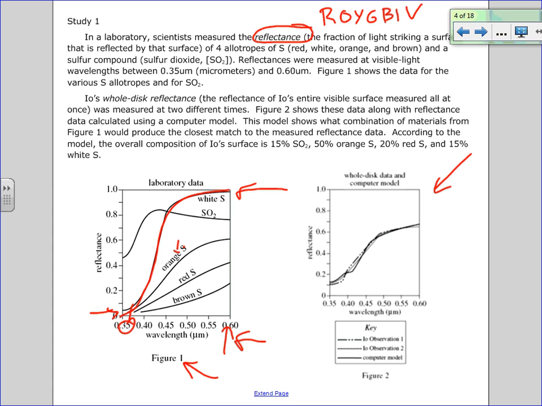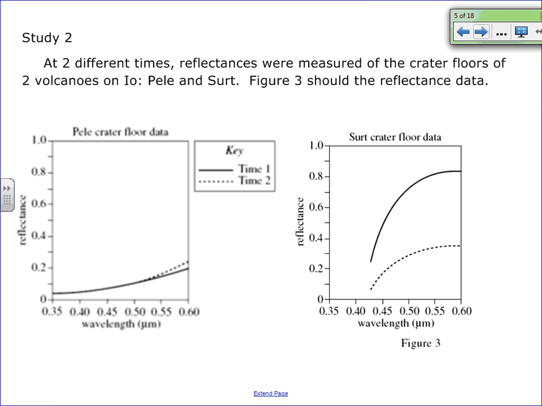All right, now you can see the same kind of thing here happening for Io. When they say the whole disk reflectance, what they're looking at is the entire planet. So if you looked at the whole planet and you shine different light at it, how much would bounce back? All right, and then let's take a look at study 2.